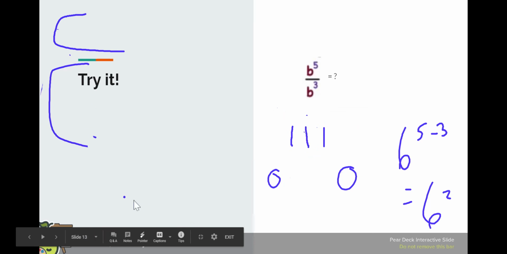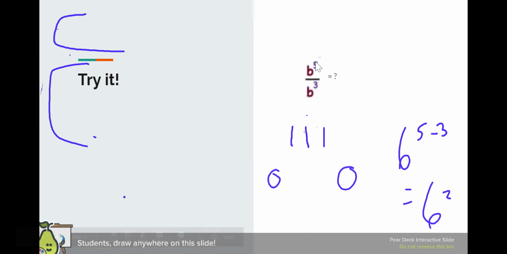Try this one. This is our last one. All right, hopefully you got, remember our base stays the same, b for base, and then 5 minus 3 is 2, so it should have been b squared.